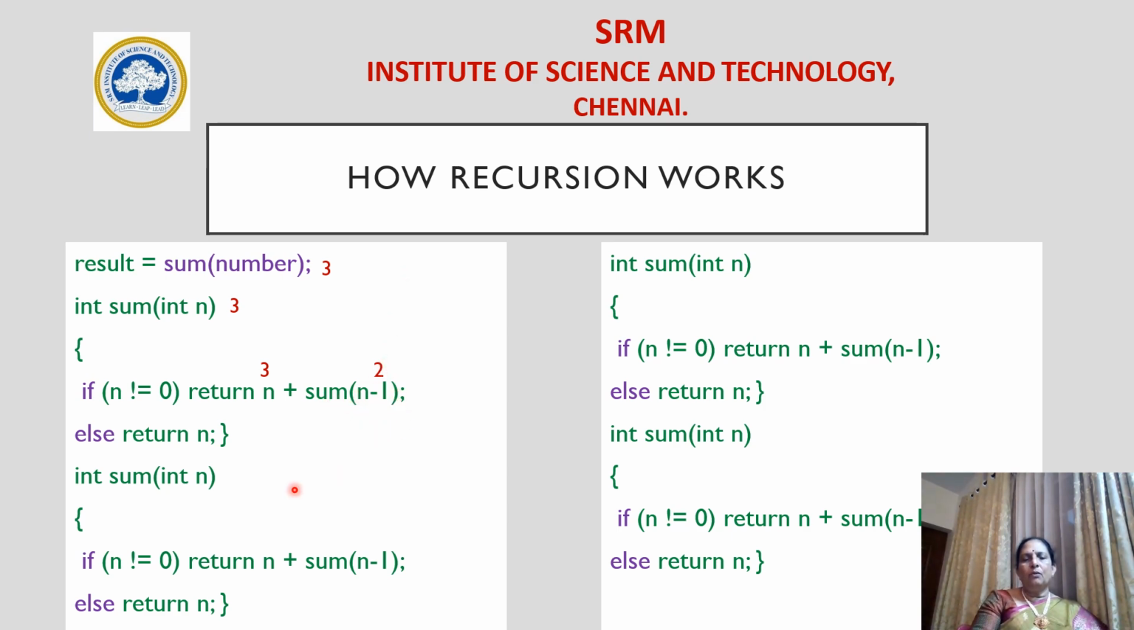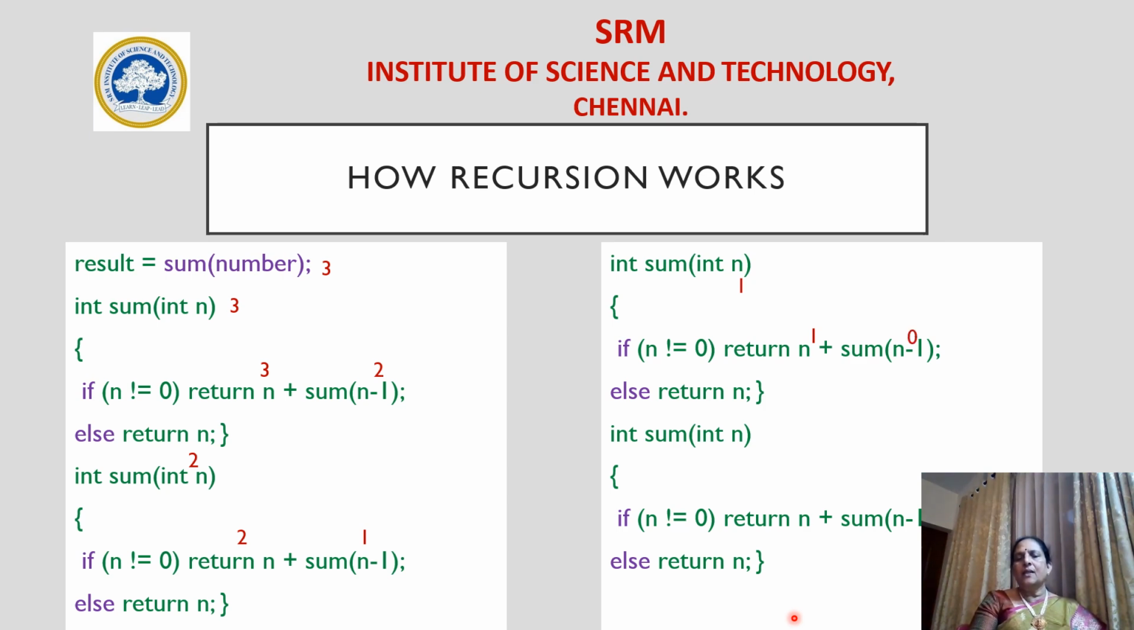Once it invokes sum of 2, it goes into the sum function again, but this time the n value will be 2. Again the sum function checks whether n is equal to 0. It is not equal to 0, so it returns 2 plus sum of 1. Now again with 1, sum is being invoked. It checks if n is not equal to 0. Yes, it is not equal to 0, so return 1 plus sum of 0.